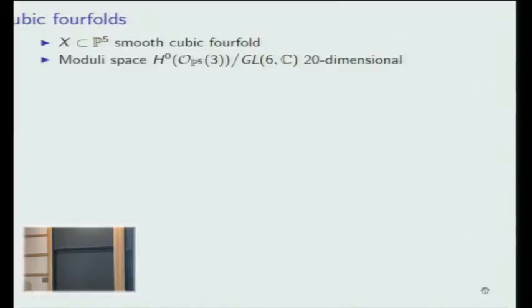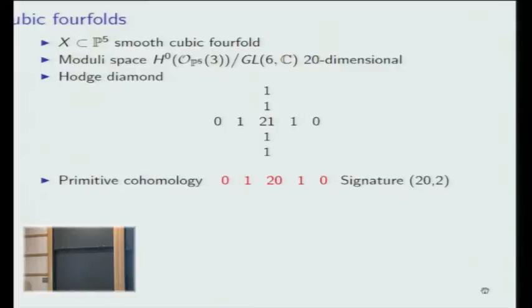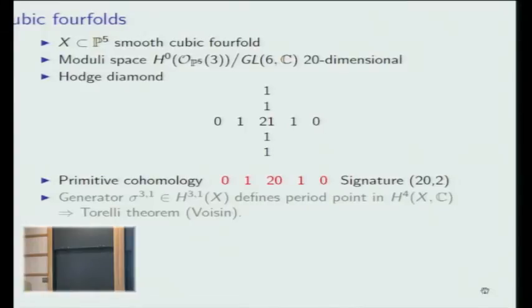So the notation, X is always going to be a smooth cubic fourfold. It's got a 20-dimensional moduli space. The Hodge diamond looks like this. And if you take out all the trivial pieces coming from P5, you get the primitive cohomology, which looks like this, which looks very much like H2 of a K3 surface. But the signature is 22.